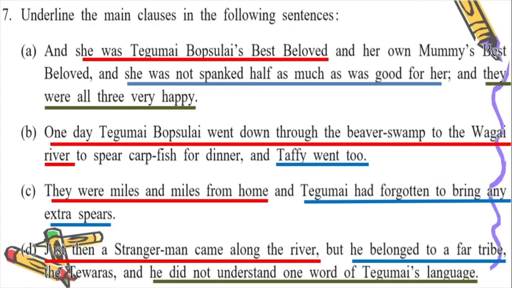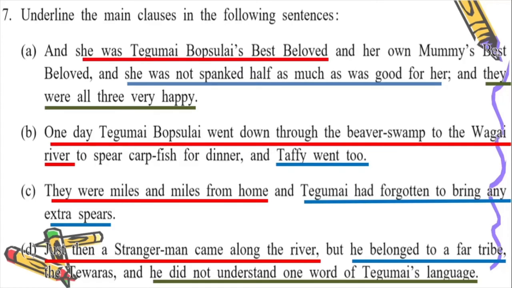So you see, we have only four sentences, but we have 1, 2, 3, 4, 5, 6, 7, 8, 9, 10 clauses in these four sentences. Okay, so this is how you separate the main clauses from the subordinate clauses.